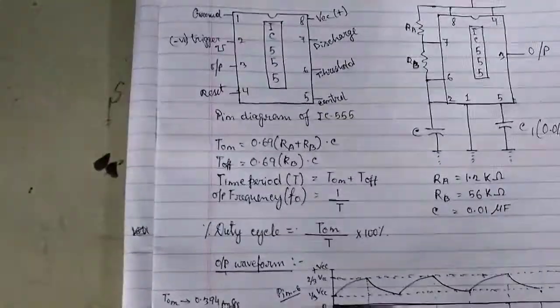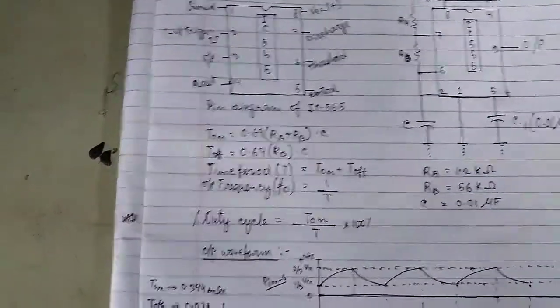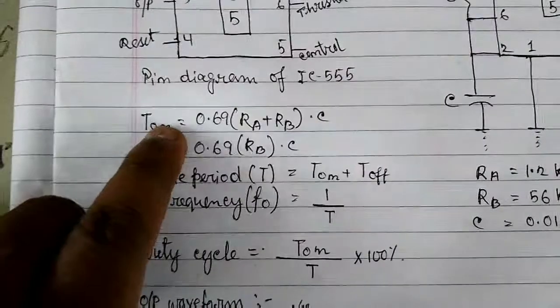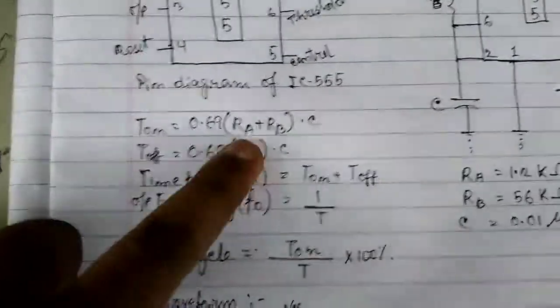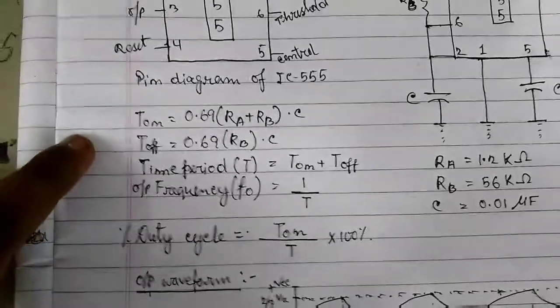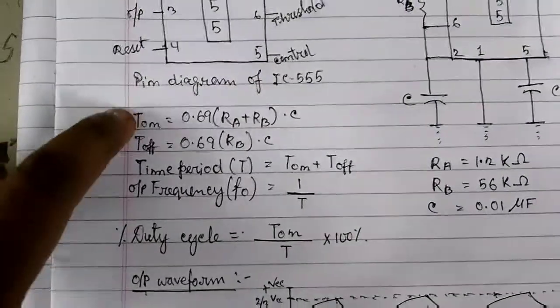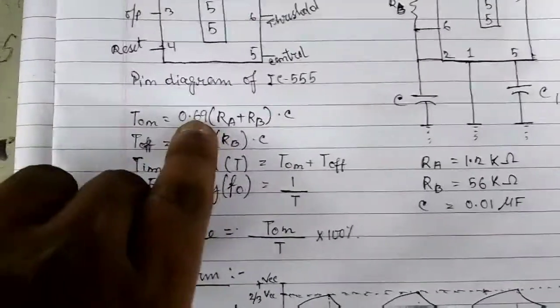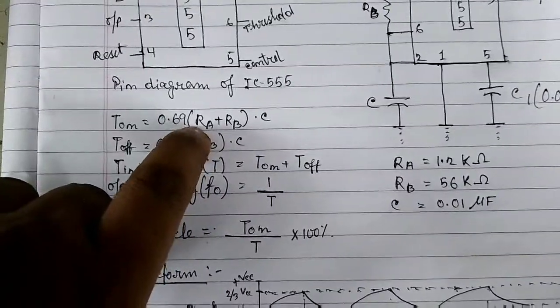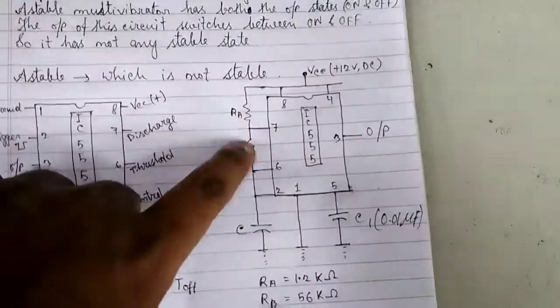Now these are the parameters of the circuit. These parameters we have to calculate and measure. So these are the formulas to calculate. T on, that means the on time. As I said before, the output of this astable multivibrator fluctuates between on time and off time. So on time is calculated by this formula, 0.69 into RA plus RB, the addition of these two resistances as they are connected in series.